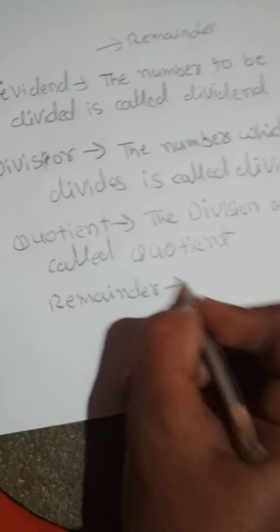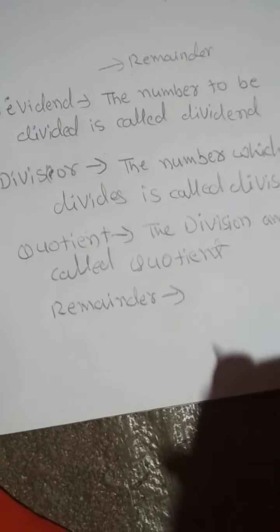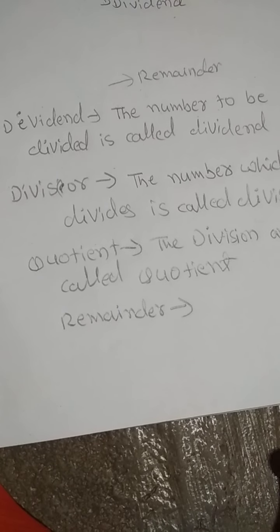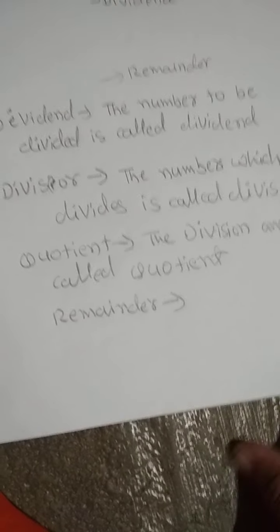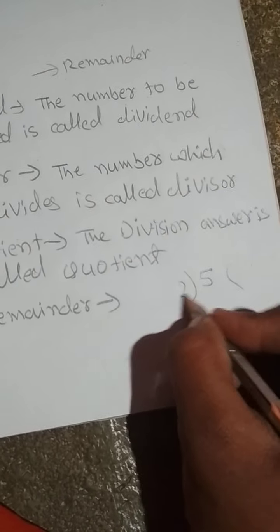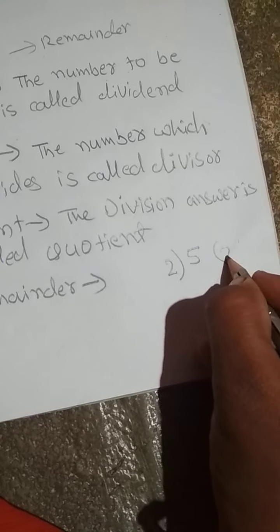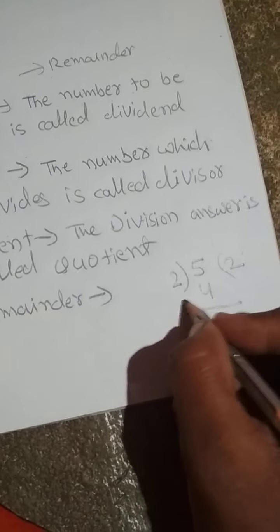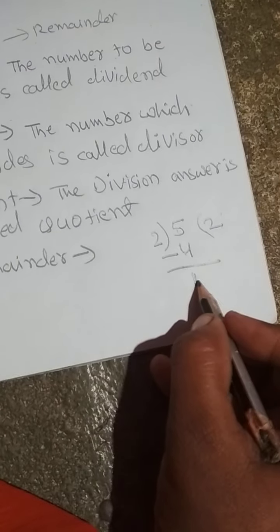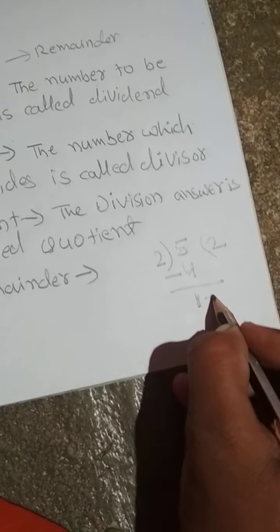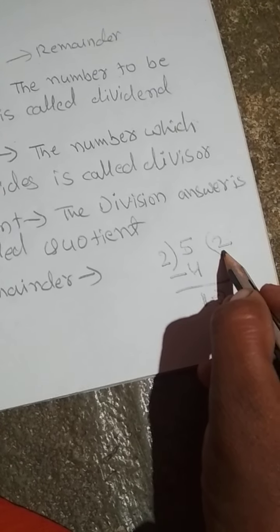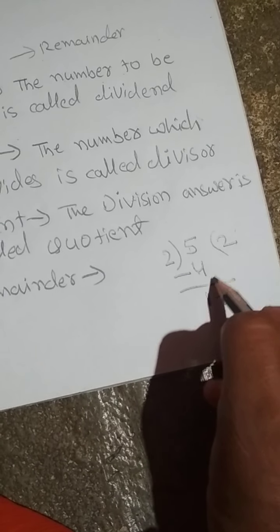Here, students, the remainder comes when we are not able to make equal groups. For example, here 5 divided by 2: 2 times 2 is 4, 5 minus 4, 1 is coming. Here 0 is not coming, 1 is coming. This one is called the remainder. This is not equal sharing. Here you share equally, 2 shares means only 4 is coming.